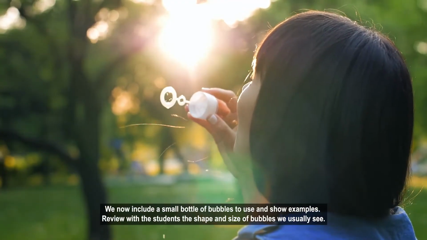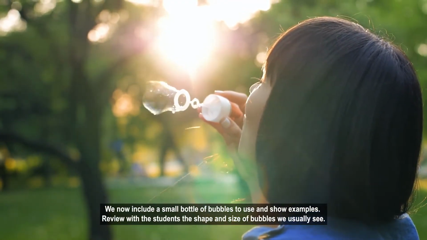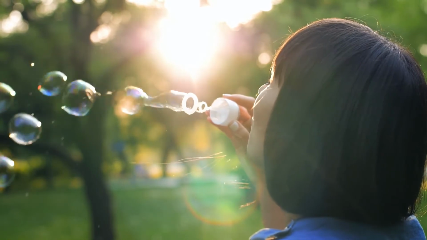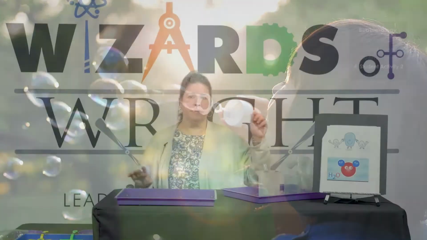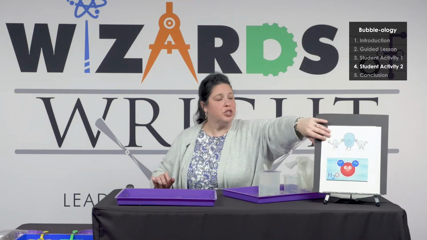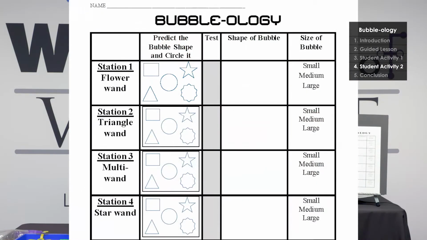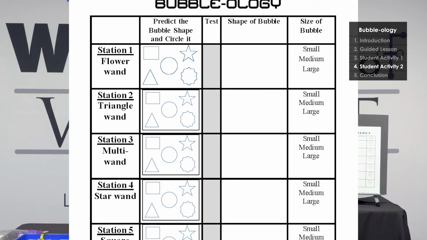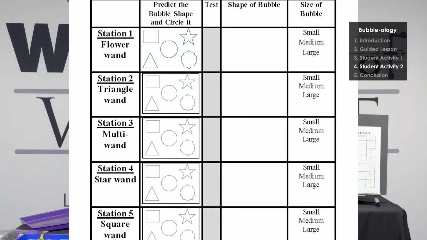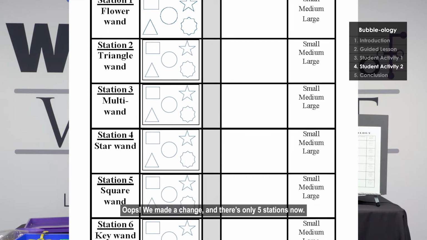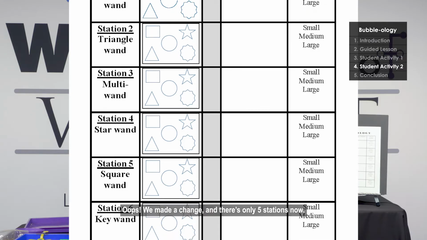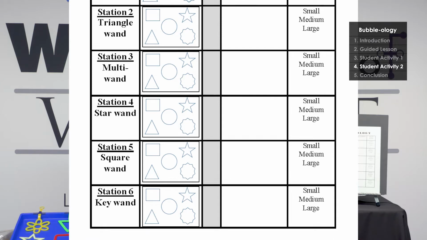If you have just regular bubbles, even the small bottles that we all get at the store, have them blow a couple of bubbles with those round wands to remind themselves of the shape and size of bubbles that they normally see. Let me show you a worksheet that you're going to receive in our packet. The first column of the worksheet shows the 6 different stations that you're going to have set up, and at each station you're going to have a different shape wand.